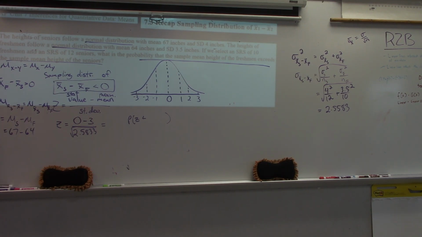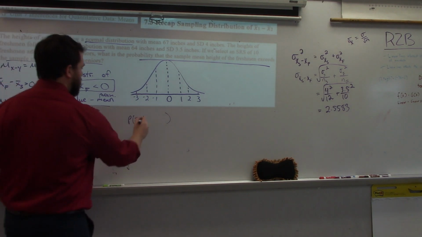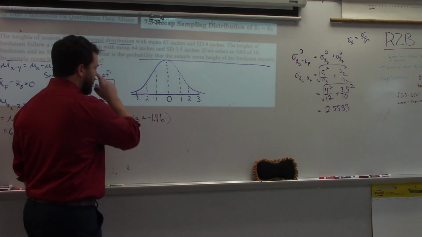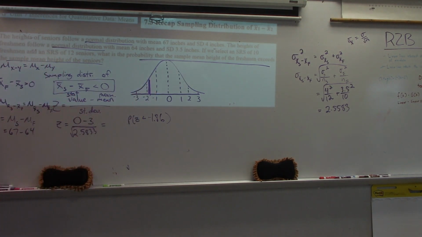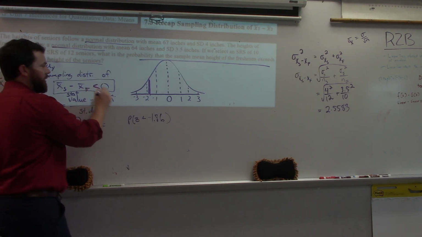Yeah. But that changes my z-score. Negative 1.86, right? So negative 1.86, and then which direction should I be shading? To the left, right? It's less than in this case.